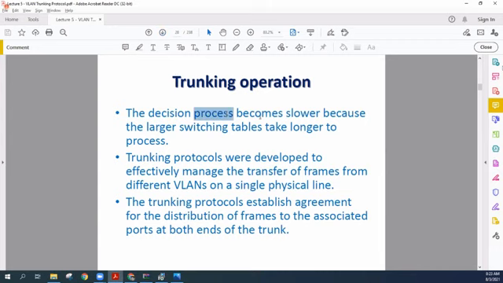The decision process becomes slower because the large switching tables take longer to process. It is also obvious now that the MAC address table should be there for the different VLANs. However, this is all about processing the incoming traffic, because multiple VLAN-related traffic is being accepted by the switch now. Trunking protocols were developed to efficiently manage the transfer of frames from different VLANs on a single physical line.